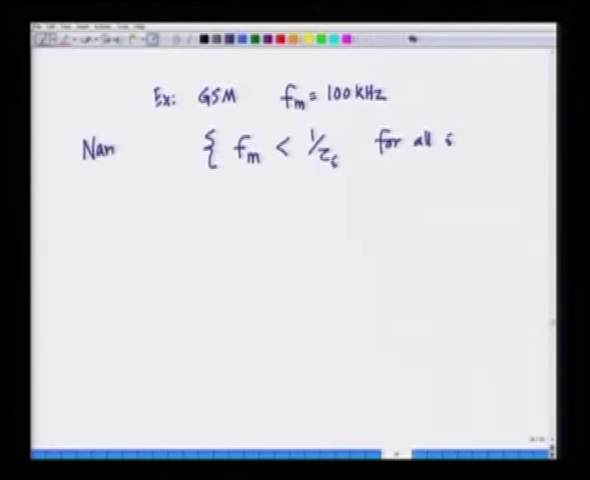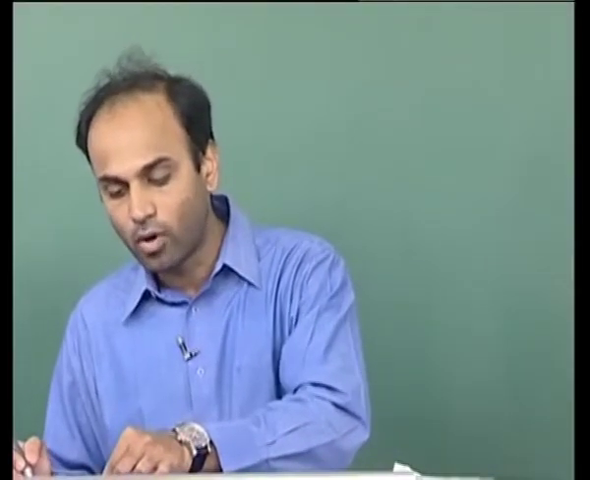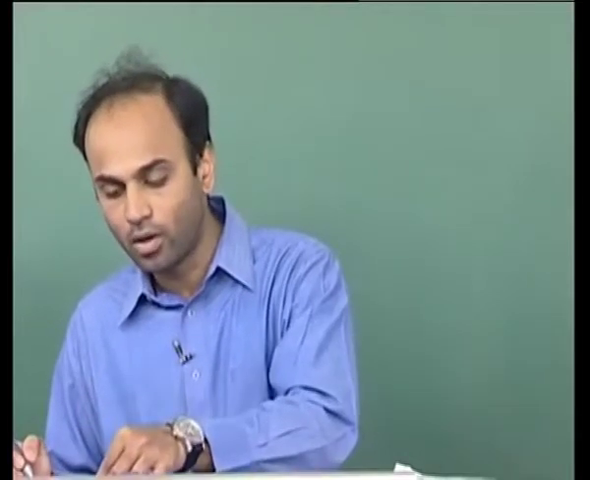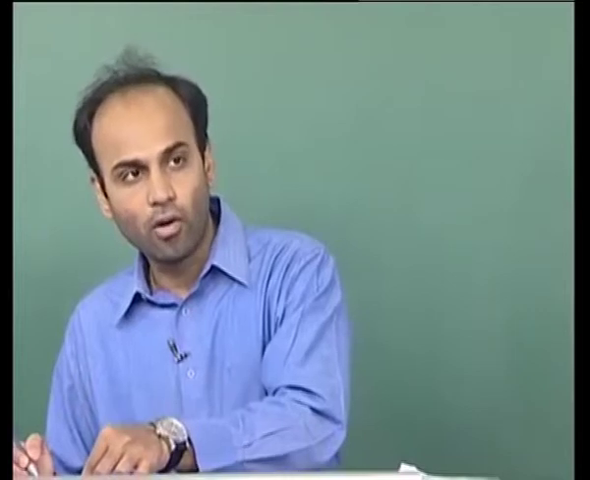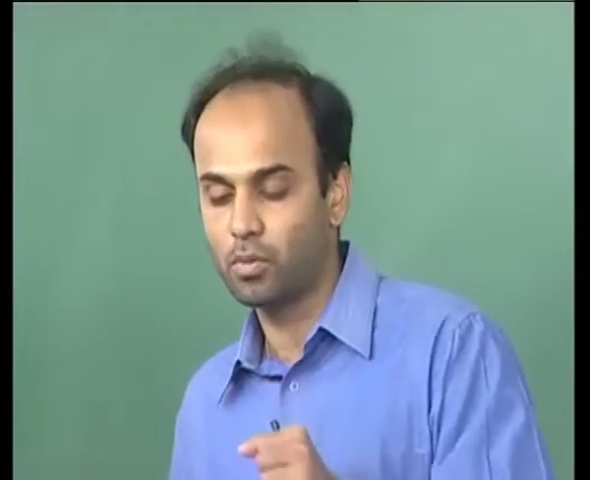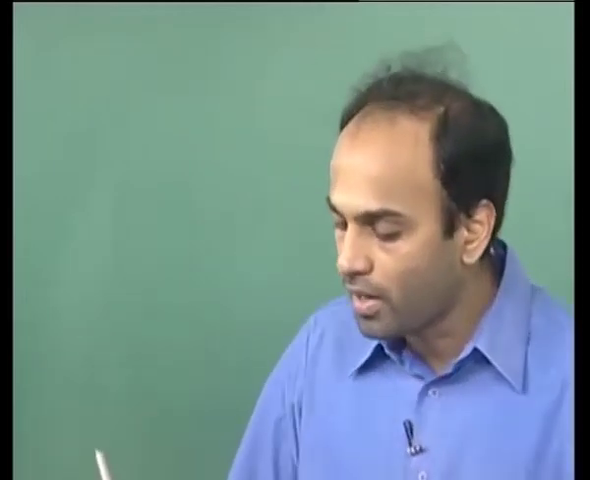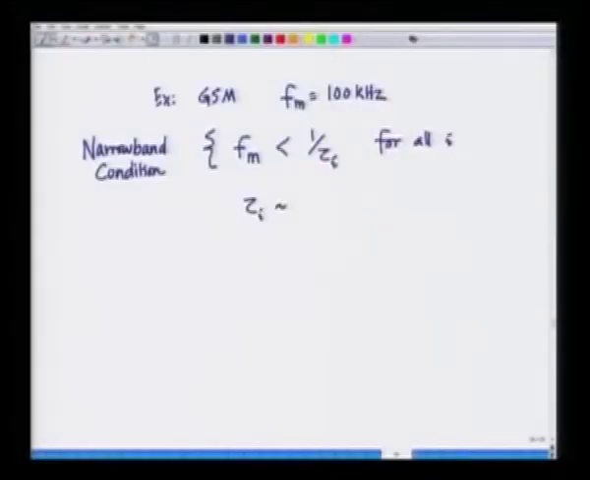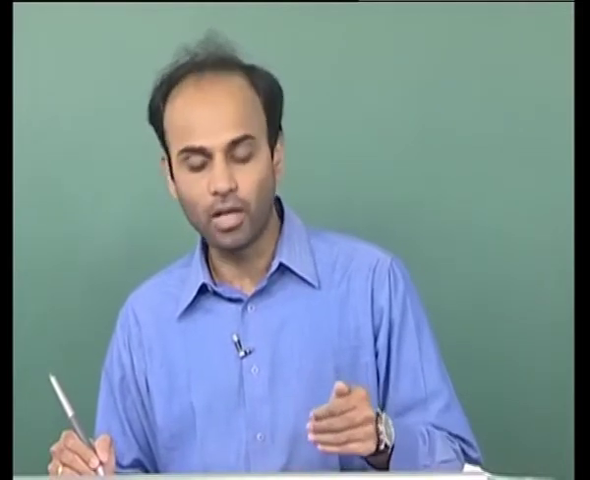That is, if the maximum frequency in the baseband signal is less than 1 over tau I for all I, that is, less than 1 over the delay of all the paths 0, 1, 2 up to L minus 1, then I call the signal narrow band. Now, typically tau I is approximately of the order of 1 microsecond. We will see the reason for this in the future lectures, but right now I urge you to accept this typical value of tau I.